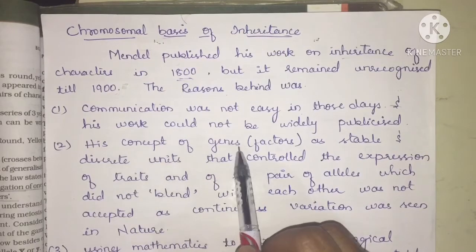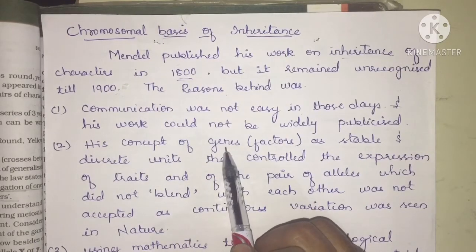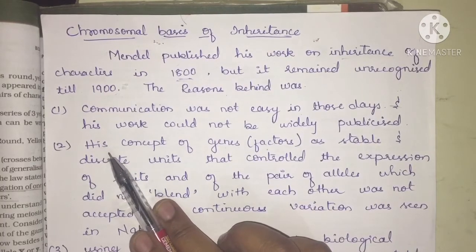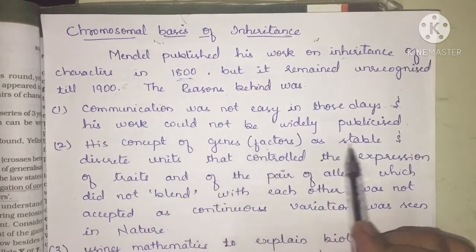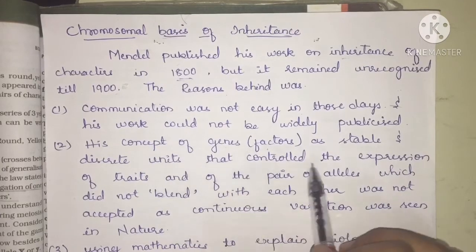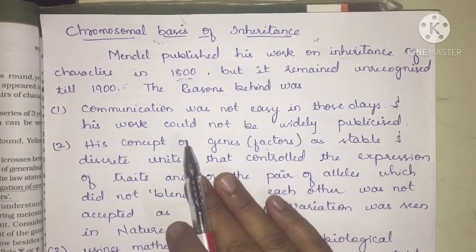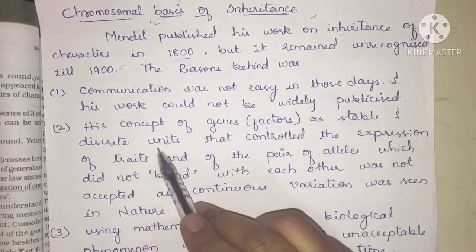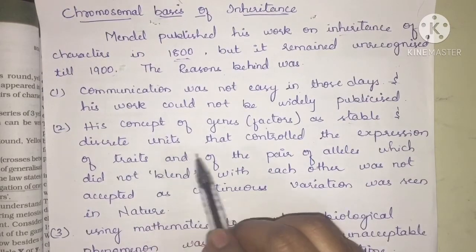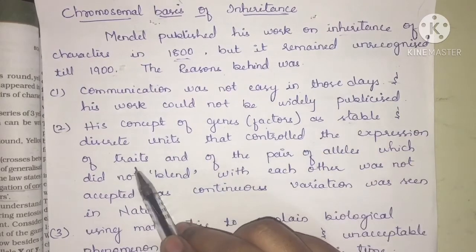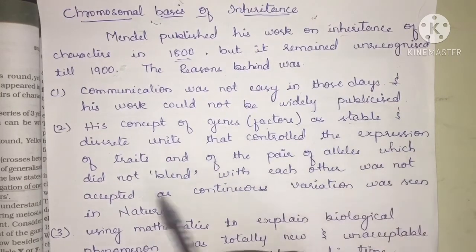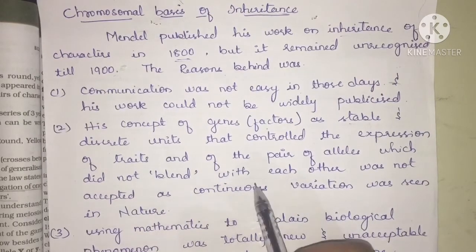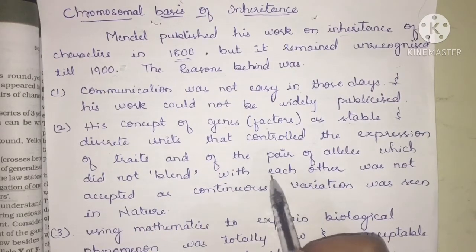His concept of genes, as we know, he used to call factors. Who is he? Mendel. His concept of genes or factors was as stable and discrete units that control the expression of traits. What he said is that genes or factors are stable, discrete, different units that control the expression of different characters, and the pair of alleles did not blend. He did not talk about blending of alleles with each other, or blending of genes.